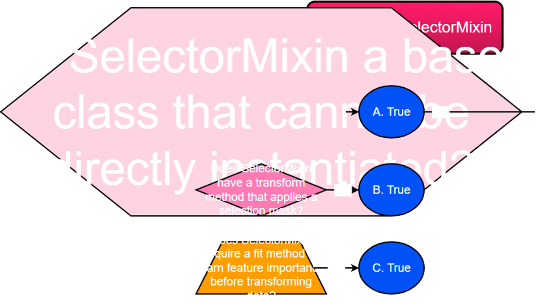I confirm that SelectorMixin in Sklearn is indeed a base class. You can't use it directly. Think of it like a blueprint. You need a specific implementation built from that blueprint to actually do anything. For example, SelectKBest or SelectPercentile are concrete classes built upon the SelectorMixin base class.